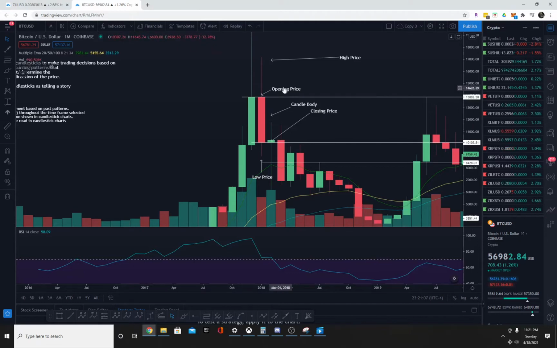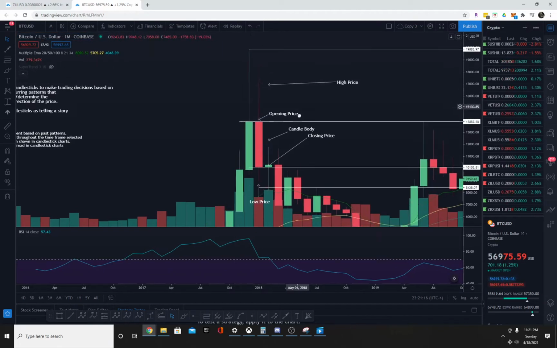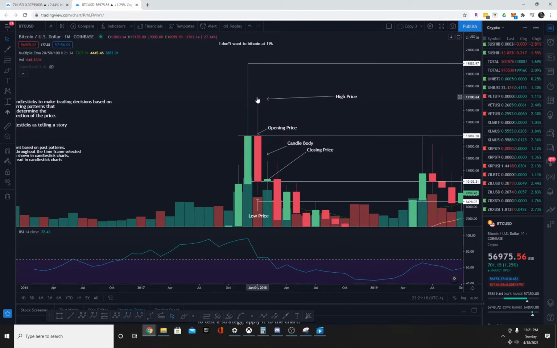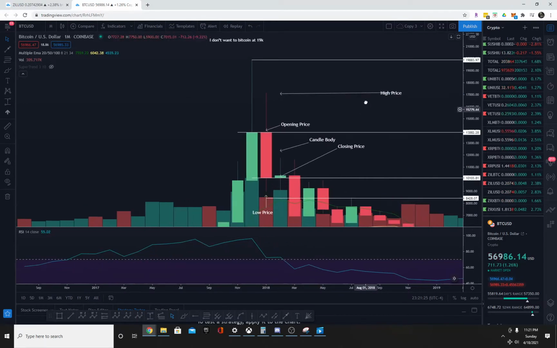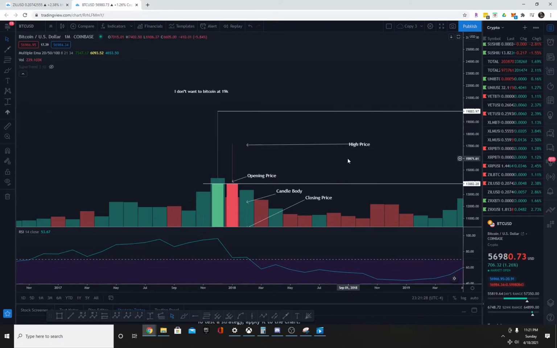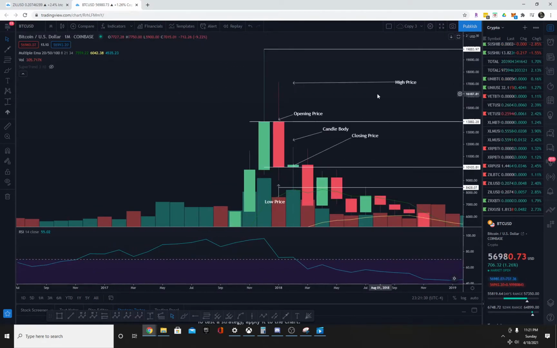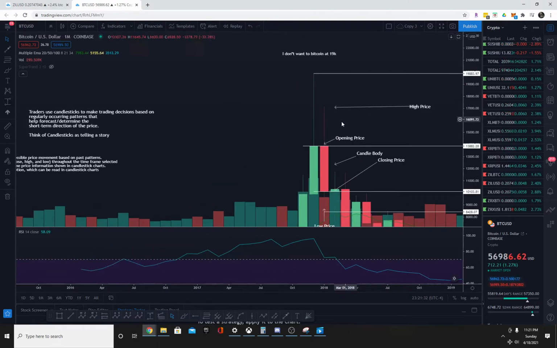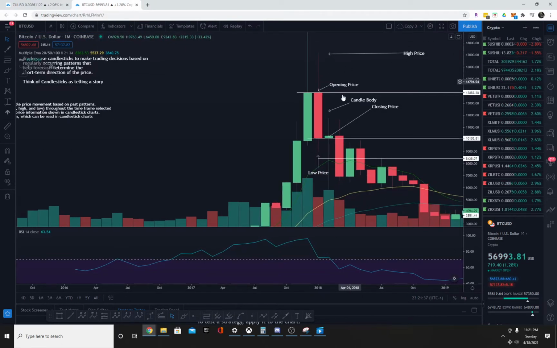That's the candle body. And the lowest price during that month was 9k. So at any point in January, the lowest price was 9k. And then the high price was 17.1, so at any point, the highest price was 17k. Alright, and that's candlesticks. Let's analyze it a little bit deeper. These are called upper wicks or upper shadows. And these are called the lower wicks, the lower shadows.